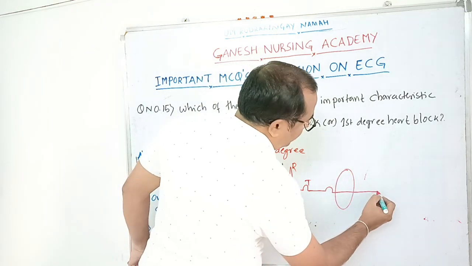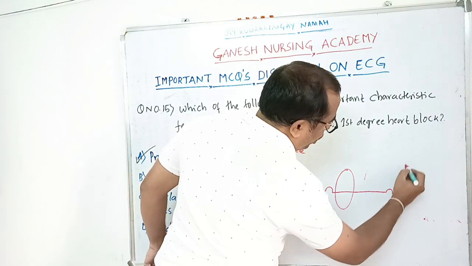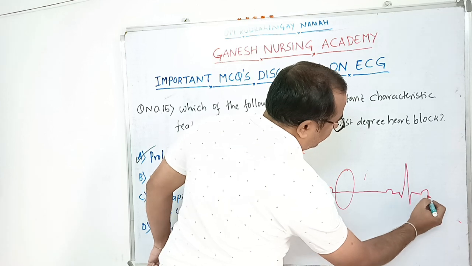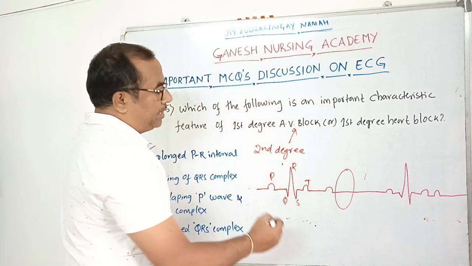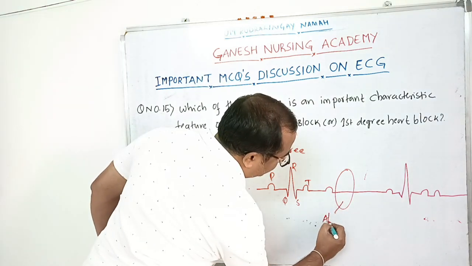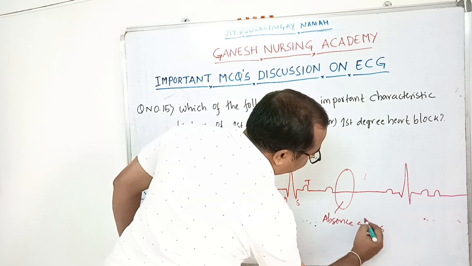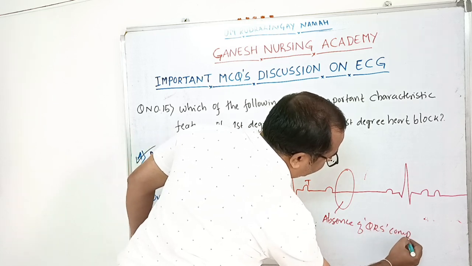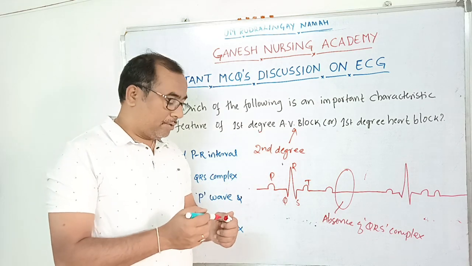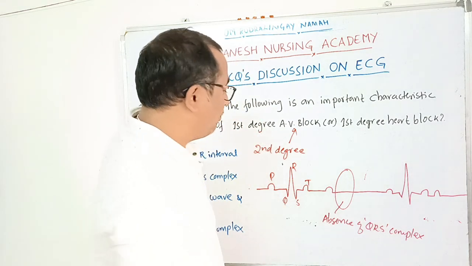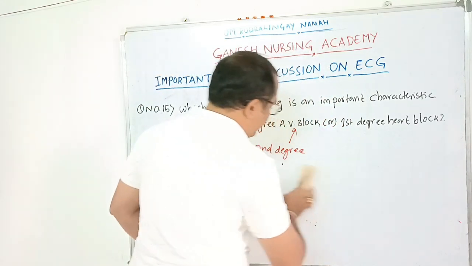Absence of QRS complex. Then again you can see there is a P wave, there may be a QRS complex, and again a P wave with absence of QRS complex. So absence, or missing, of QRS complex is an important characteristic feature of second degree AV block. Why is there a missing of QRS complex in the ECG?